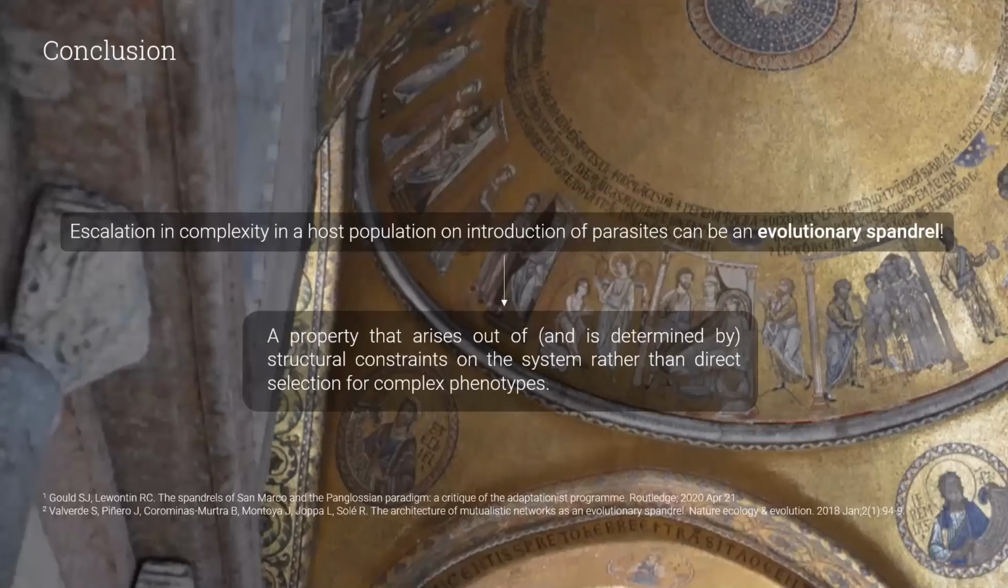So what is the final conclusion of the entire presentation? The escalation in complexity in a host population on introduction of parasites can be an evolutionary standard. That is, while it might be dependent on selective factors, it's also likely dependent on the structure of the genotype-phenotype map itself. It's a property that arises out of the structural constraints on the system rather than direct selection for increased complexity of hosts.